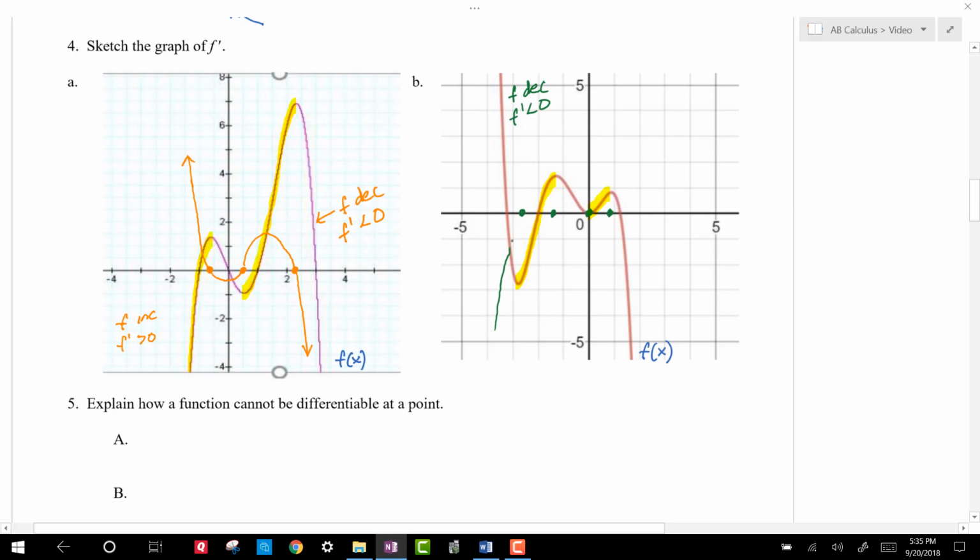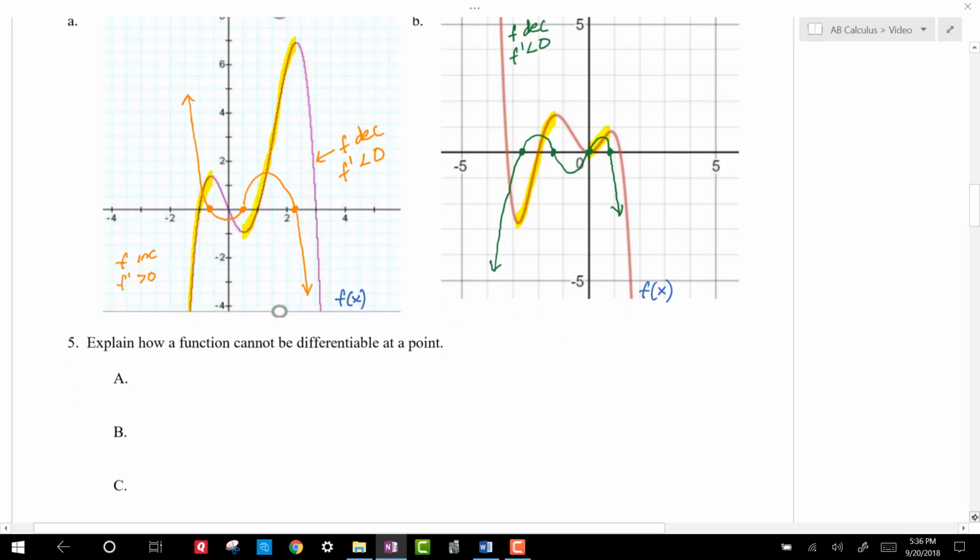So I know that somewhere in here, my derivative is negative, and in here, in this yellow section, derivative's got to be positive. In this next section, my derivative's got to be negative because f is decreasing. But guess what? My function f is now increasing, which means my derivative's got to be positive, and then it goes back to decreasing, which means my derivative has to be negative. All right?